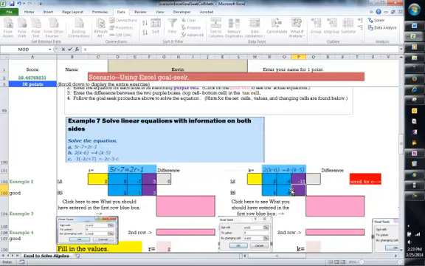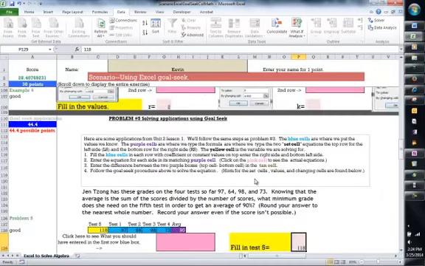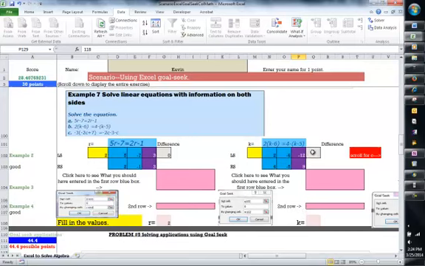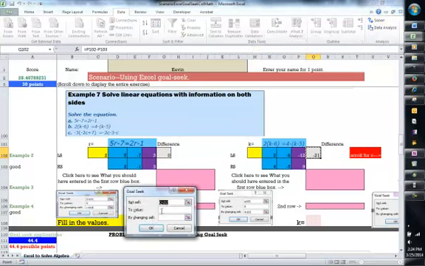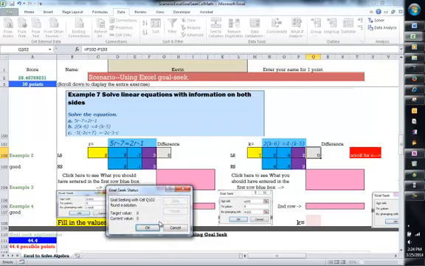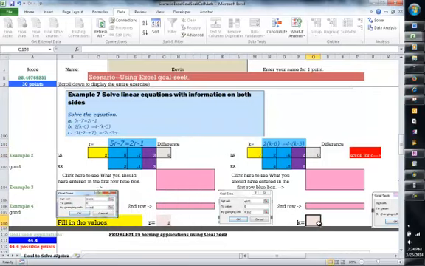On the other side, it's going to be the 4 minus parentheses, the K value, plus the -5. Close parentheses. And now our difference is the left side minus the right side. So we're going to use what-if analysis, goal seek, set Q102 to 0 by changing M102. And it tells us that K is 7.